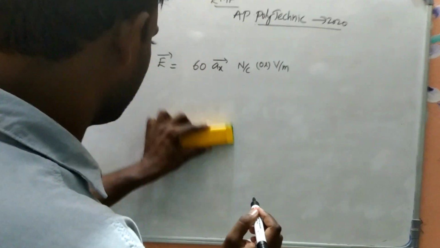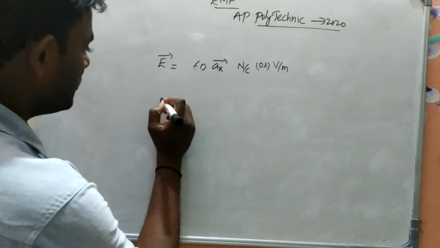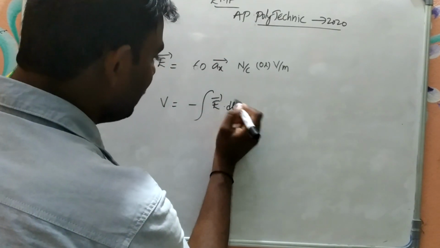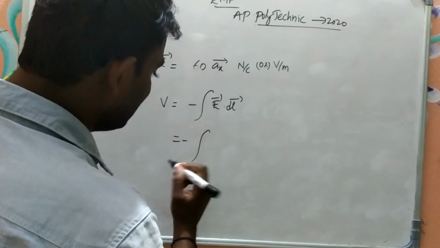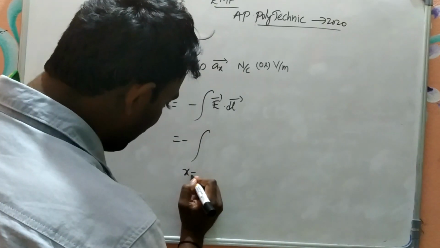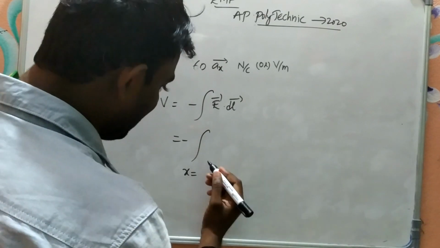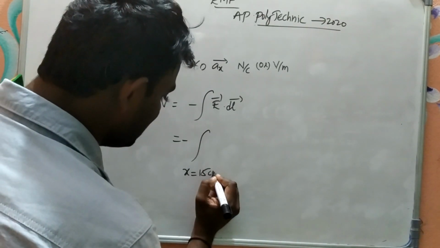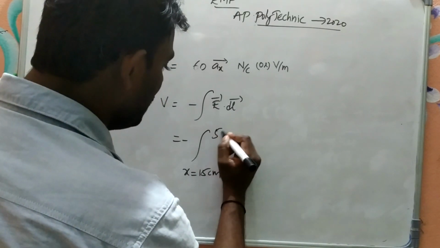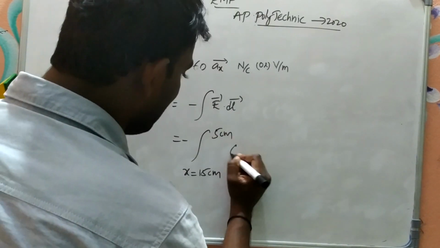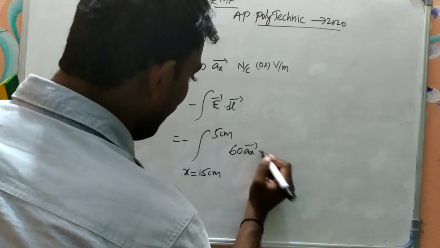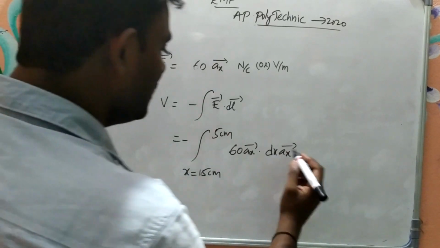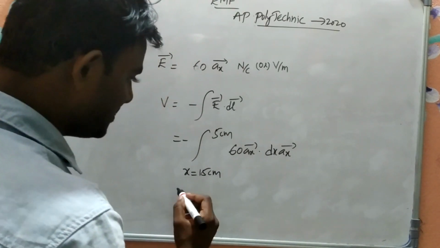Now how can I find the potential difference between x1 and x2? So V can be given by minus integral of E dot dl, right? So minus integral of x is from, I can take in reverse direction because to get the positive potential. So x is equal to 15 centimeters to 5 centimeters. E bar is 60 ax bar dot dl bar is dx ax bar. You have only in x direction. So ax bar dot ax bar is 1, so 60 dx.